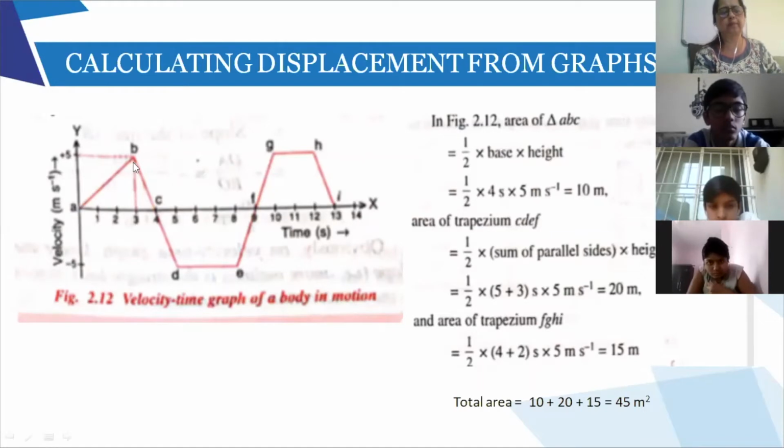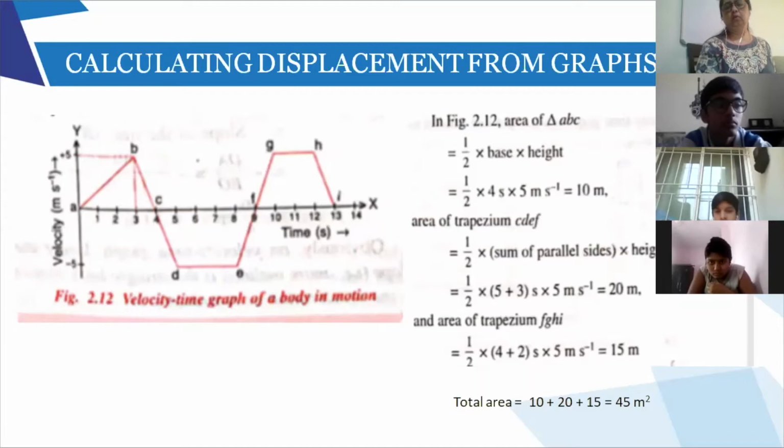Now, if you see, no noise. We will find the area. Toshit, no noise.